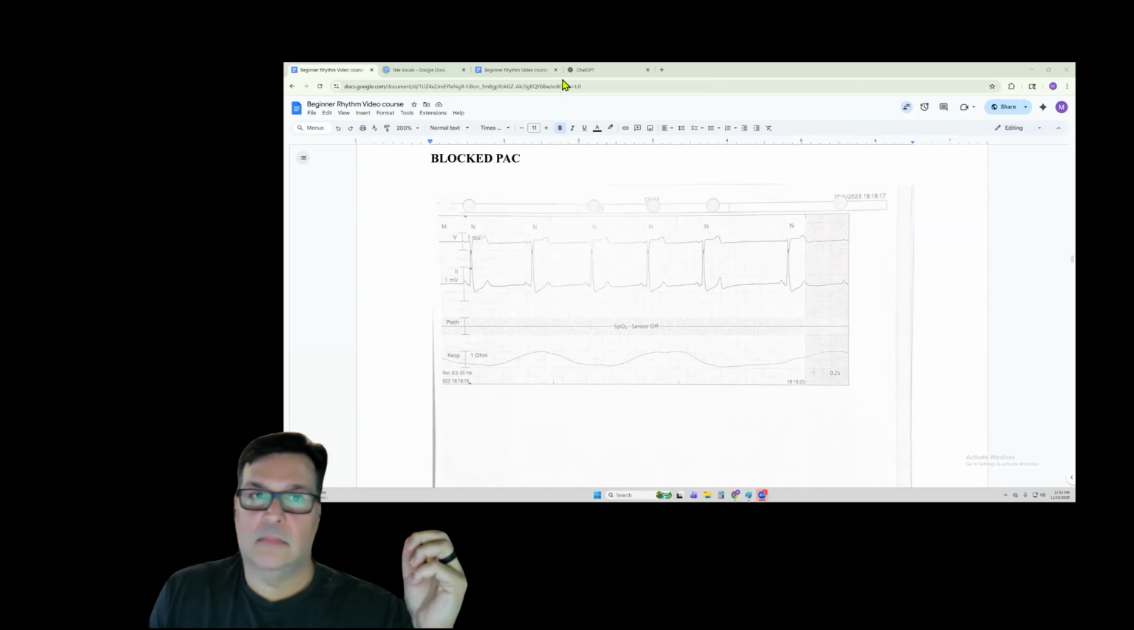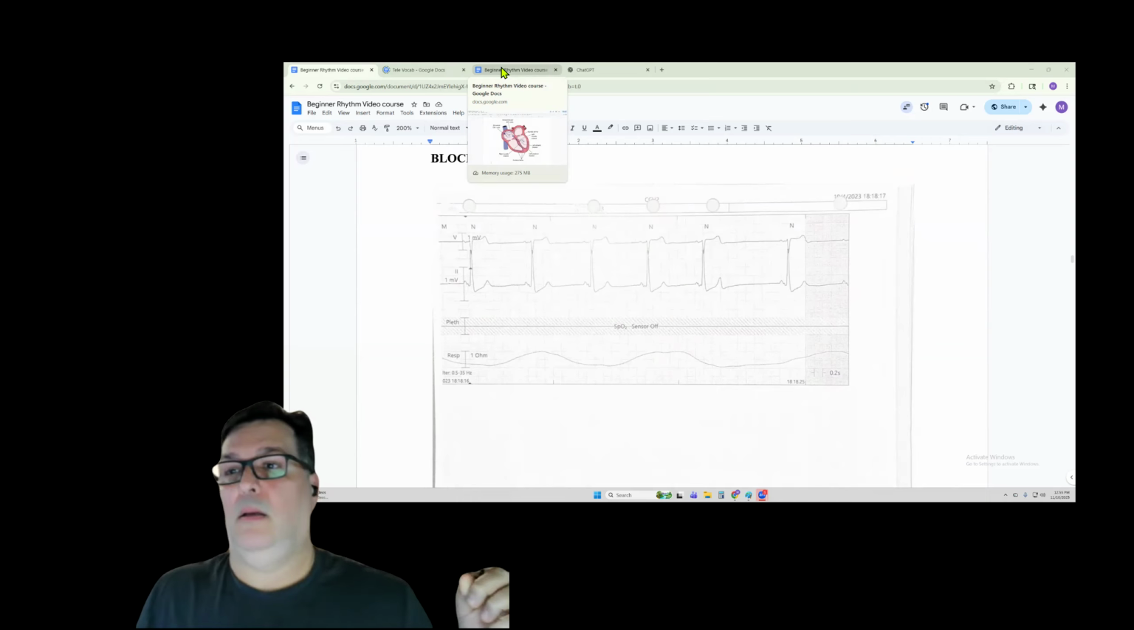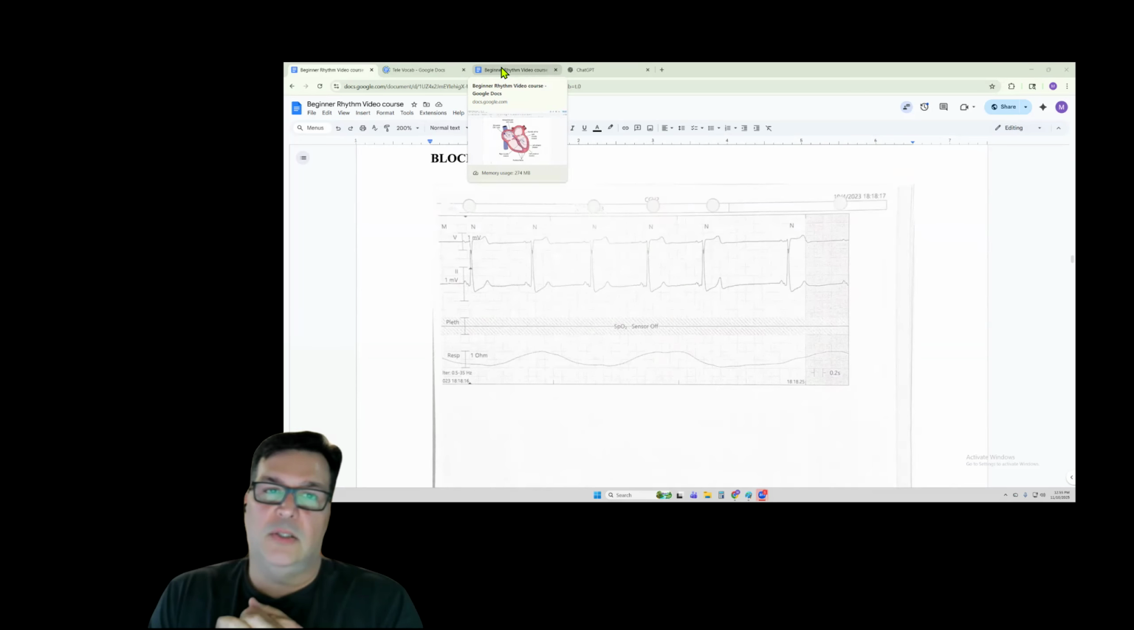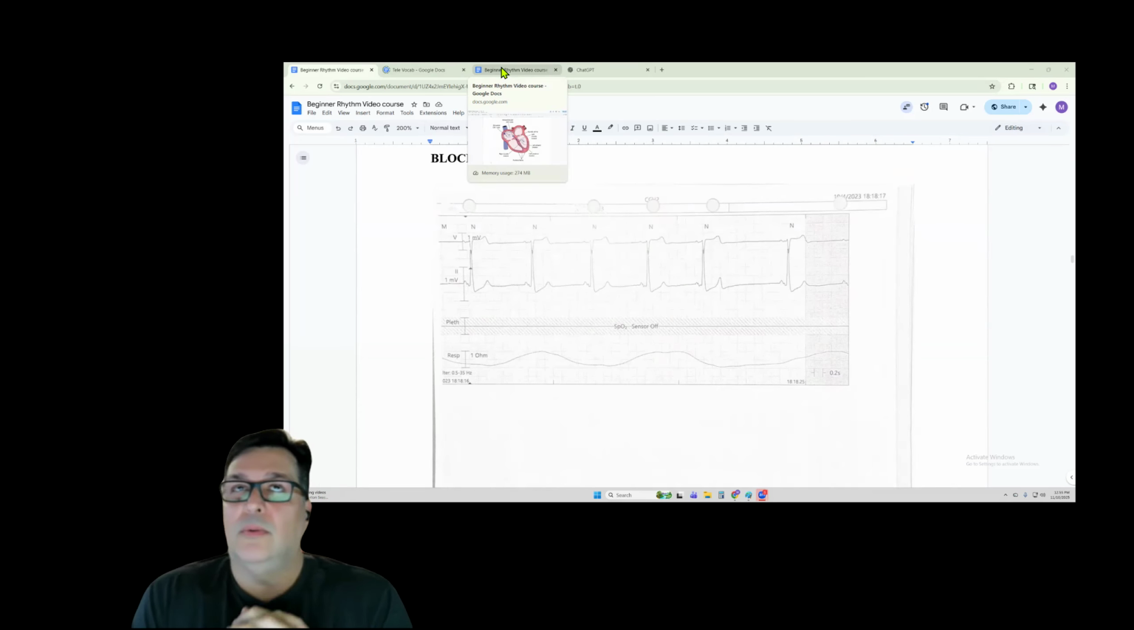Might be a silly question. Will you ever have a compensatory pause if it's not after a PAC? Or if you see that long pause, can you assume there's a PAC, or would you still want to look for that abnormal P wave together with the narrow QRS?